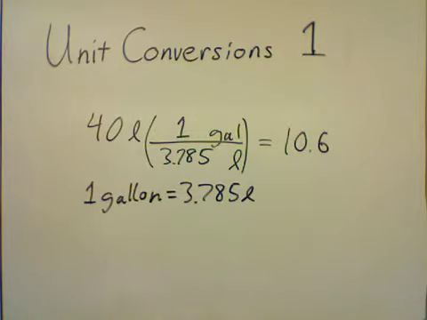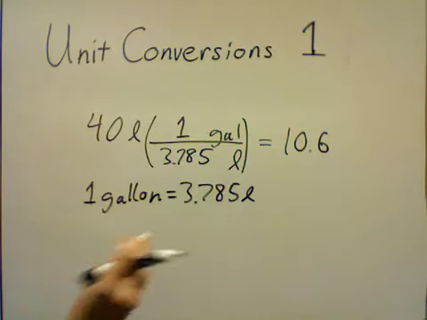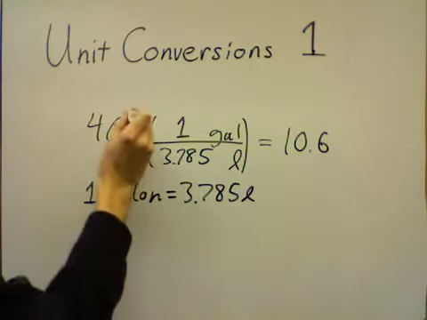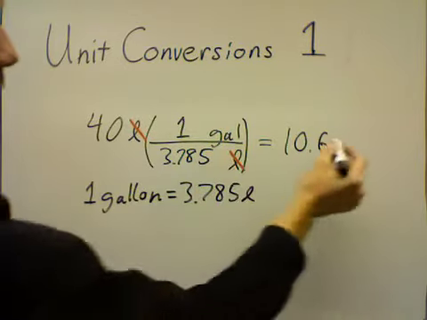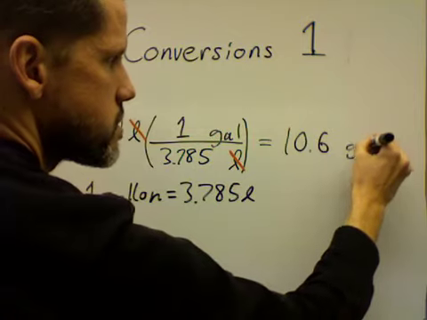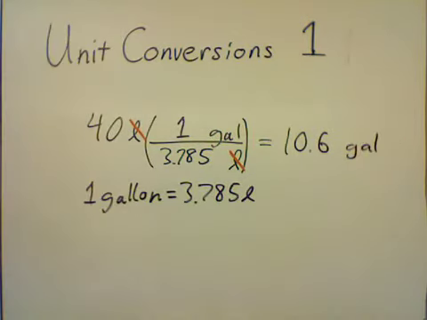Now what is my unit? Well, let's check that again. Liters are on top here and liters are on the bottom there, so that means I can cancel liters out. And the gallons is the unit that is left. So you can tell your friend from Canada who has a 40-liter gasoline tank that gasoline tank will take 10.6 gallons.